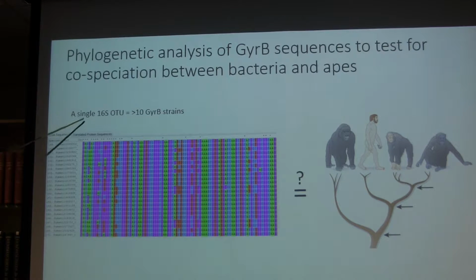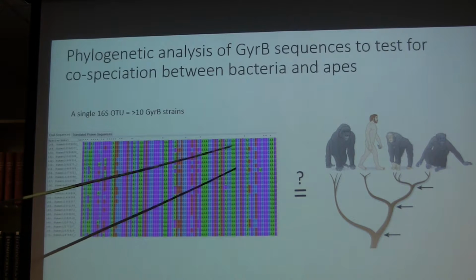So I want to point out that a single 16S sequence might have over 10 or more GyrB strains within an identical sequence. And so we sequenced a bunch of samples from gorillas, humans, bonobos, and chimpanzees, and got a lot of data back. This is just a short segment of one of the alignments. This is for the Bacteroidaceae, looking at the GyrB sequences. We've recovered about 760 abundant strains from the 4 host species.